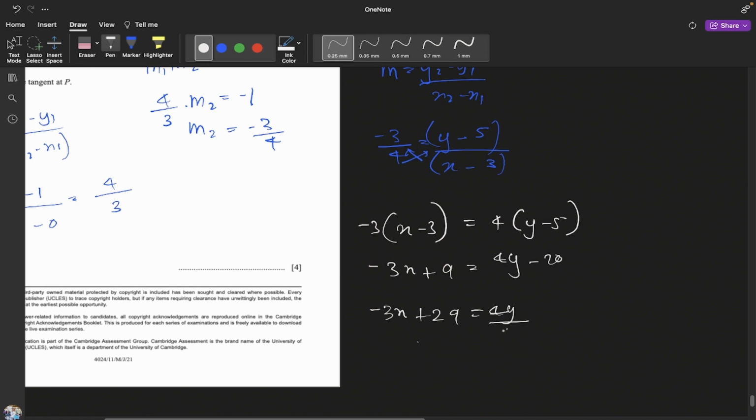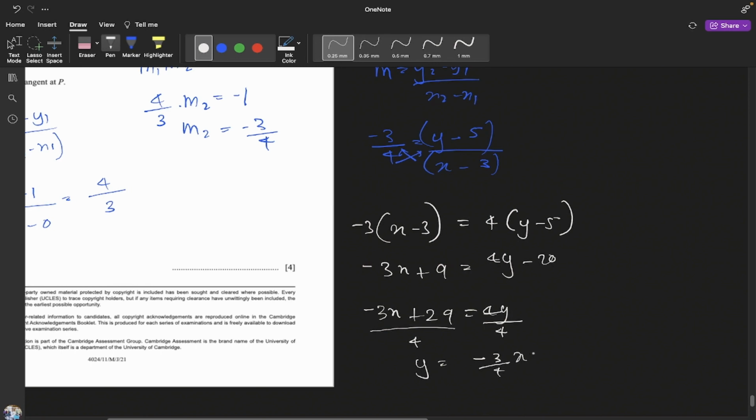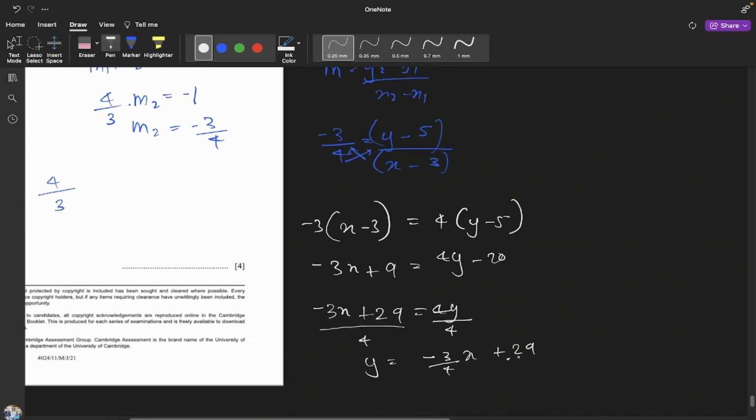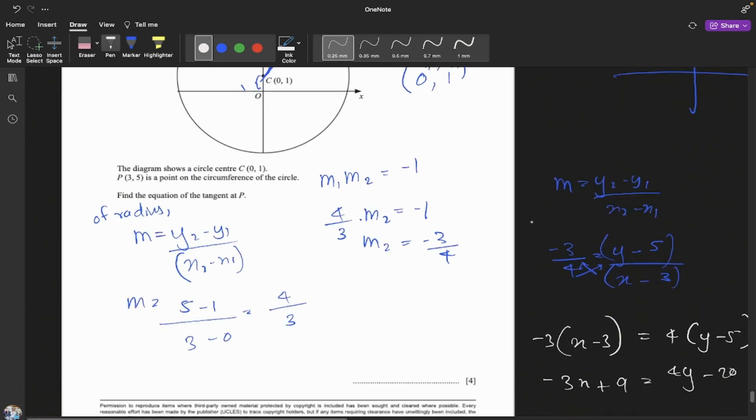So if I divide by 4, y is equal to minus 3 over 4 x plus 29 over 4. If you keep it like this, this is the equation of the tangent. But they have given marks for this step as well, like 4y equals minus 3x plus 29, or 4y plus 3x minus 29. For this stage also they have given marks, so you can keep it as you wish.